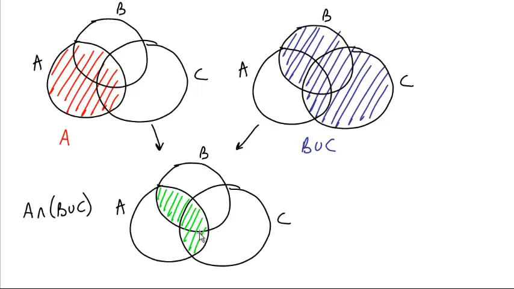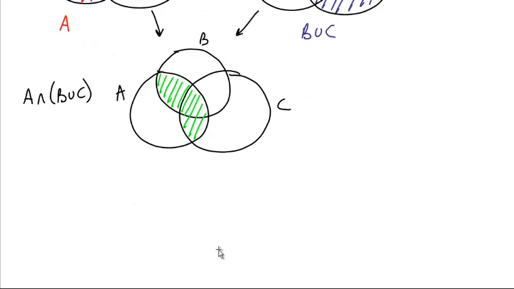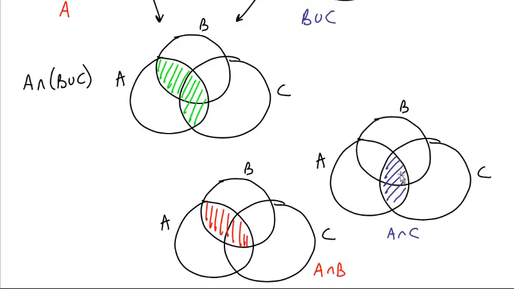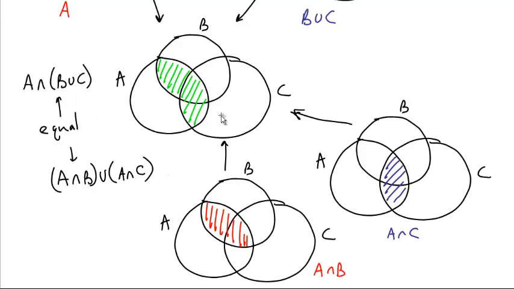But there's another way to get that same shaded green area. We could have started with A intersect B and gotten these two bits. That's just the stuff that are in A and B. We could also have A intersect C, all the stuff that's in A and C. And if we take this blue stuff and this red stuff and unite them, we will get that. Put those together, A intersect B union A intersect C is the same thing. You get the same shape.